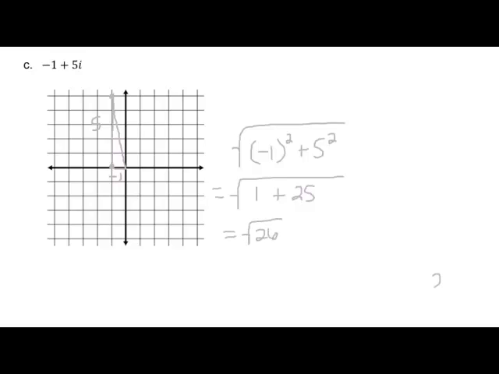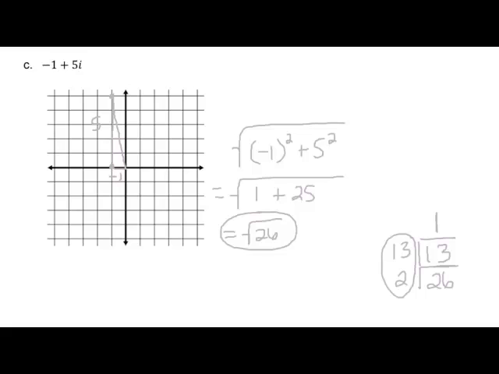Now this is where we set up our prime factorization. I can divide by 2, and that will give me 13. I can divide by 13, and that will give me my 1. Now notice there aren't any groups of 2. So the square root of 26 cannot be simplified. So it's just the square root of 26.